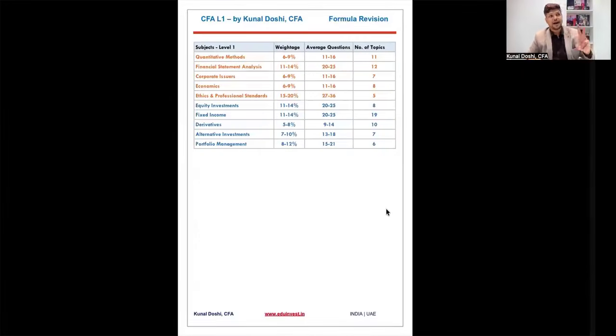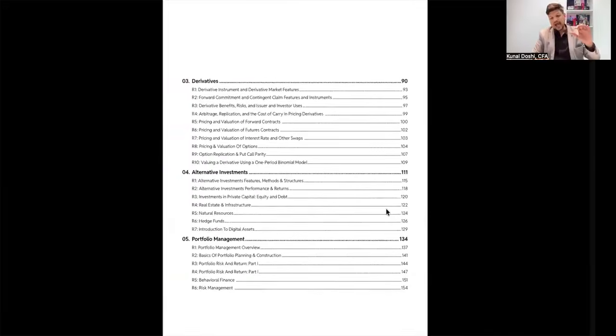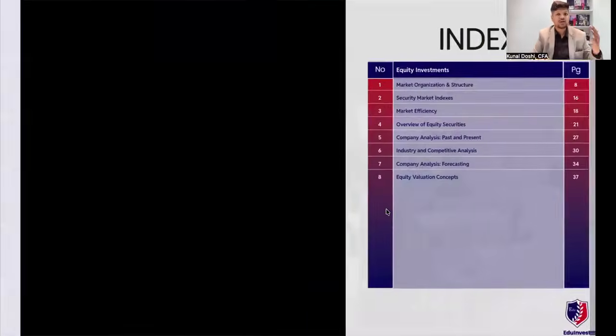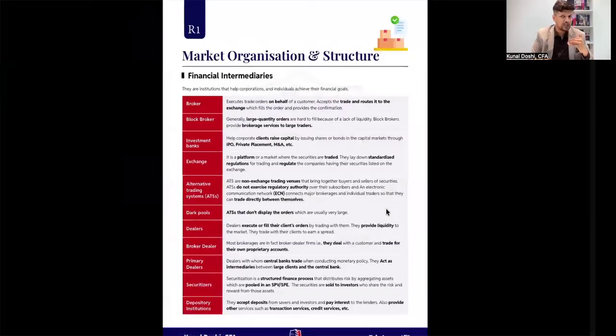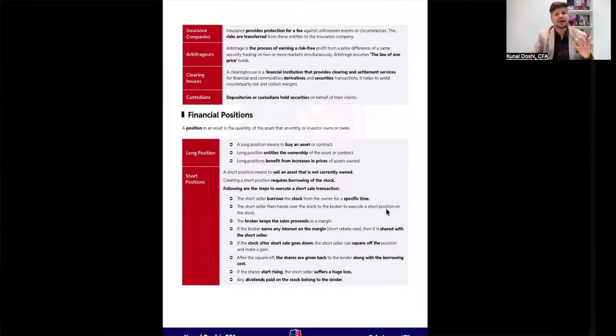Now we are in part two where there are too many formulas. And of course, the favorite part is equity and fixed income, right? Now, this is where you have major concentration in terms of weightage also and a lot of formulas. We'll first start with equity. I hope you have our part two book and I will walk you through the topics individually so that you are aware where the formulas are.